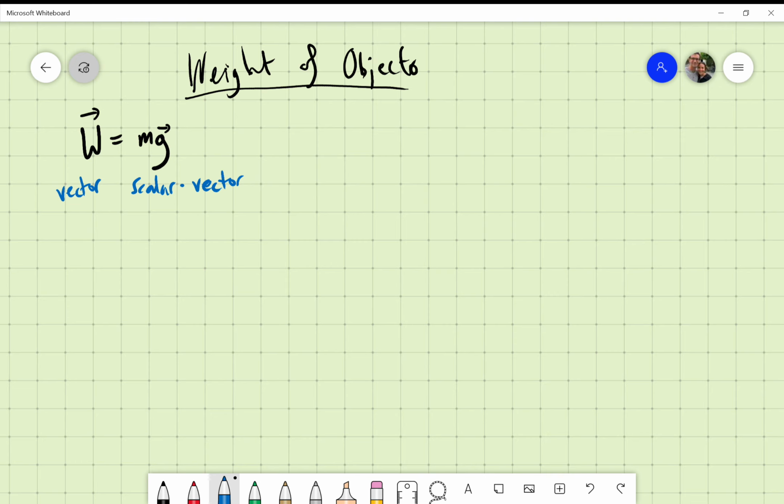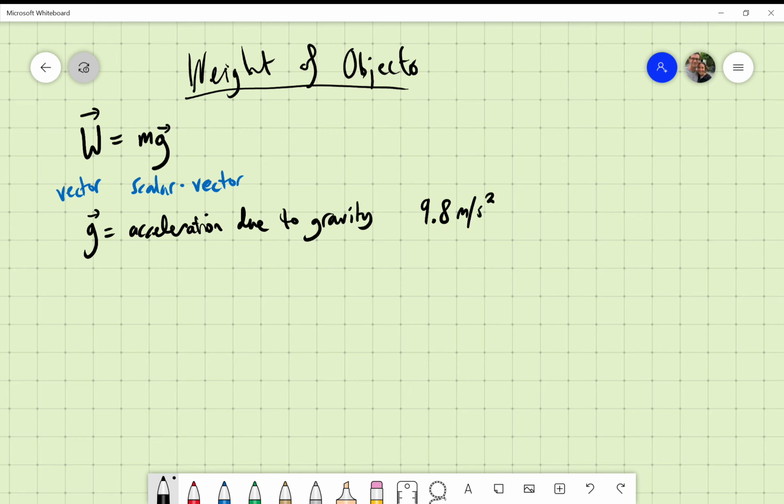So let's do this in metric units firstly. G, I guess I could do the vector symbol. G is the acceleration due to gravity that all falling objects experience. In metric, it is 9.8 meters per second squared. I know that middle school students learned this with Mr. Alka, so I know that all of you have seen this.